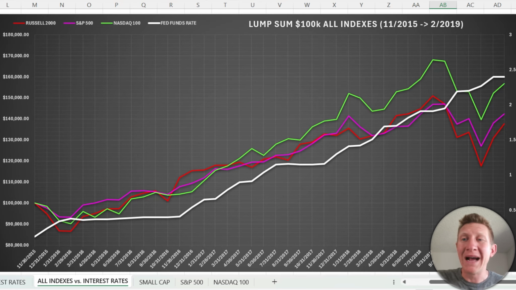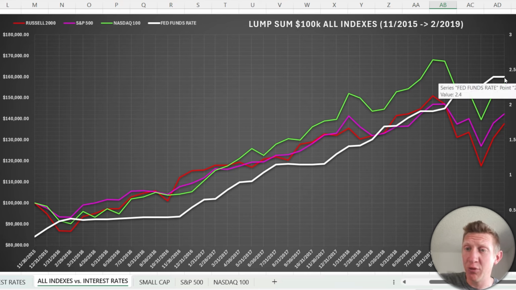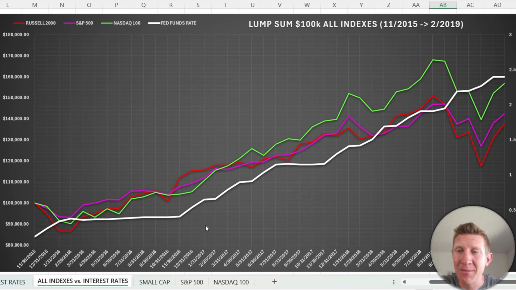Then we've got this third time frame. Again, this is another rising interest rate environment where the federal funds rate went from really low, in the range of 0.12, to a high of 2.4%. And during this time frame, while the NASDAQ 100 outperformed, all three of the indexes made money: from 100 to 137 for the Russell, 100 to 142 for the S&P 500, and 100 to 156 for the NASDAQ 100.